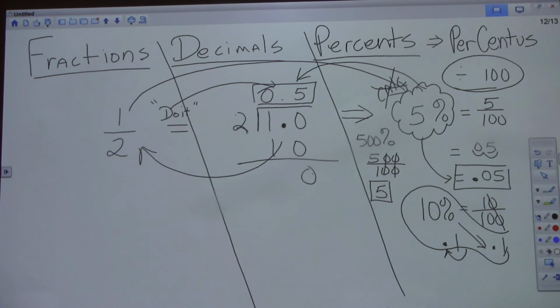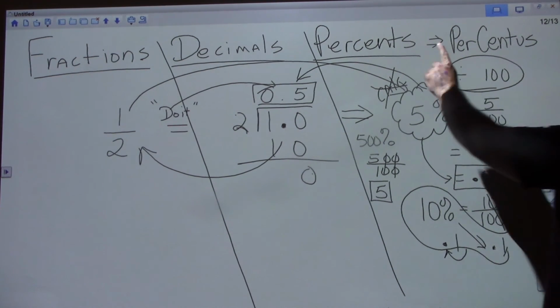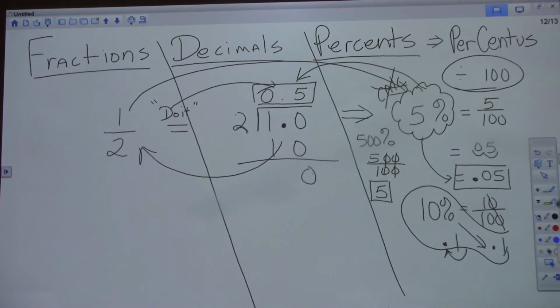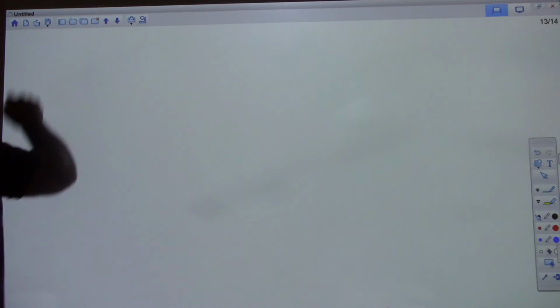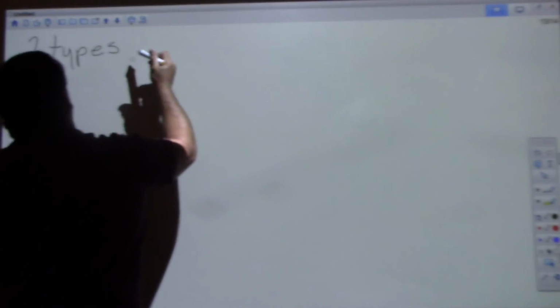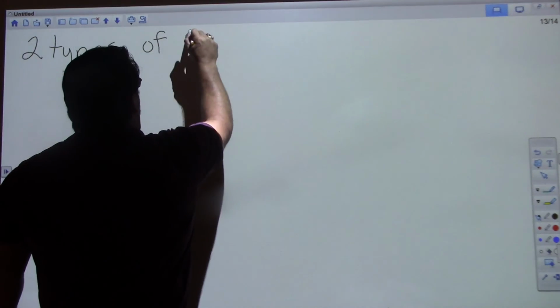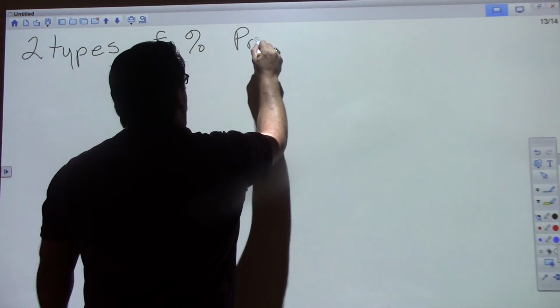Now, I don't do a lot on fractions and decimals in 11.1 because there's one thing I concentrate on, and that's this guy right here. And what we're going to do is I'm going to tell you about the 2 types of problems with percents. There's 2 types. Now, you're not going to see this in any book. This is Hubertisms. 2 types of percent problems.